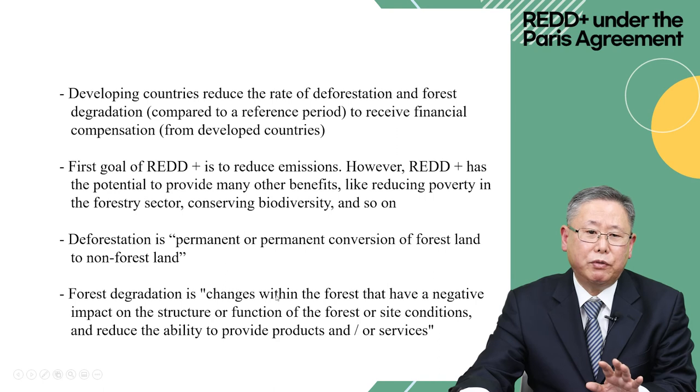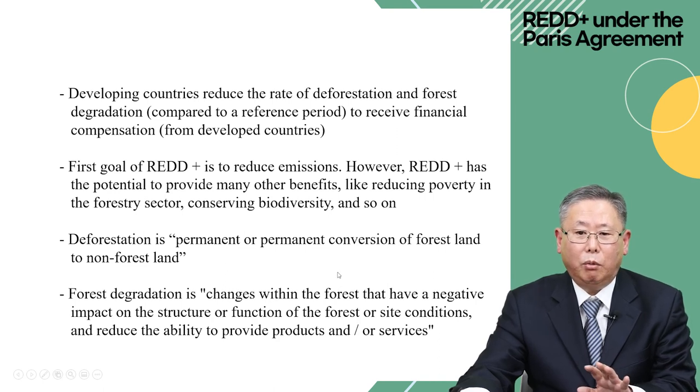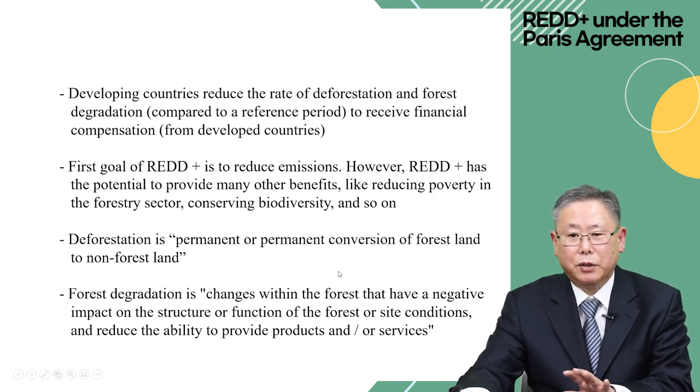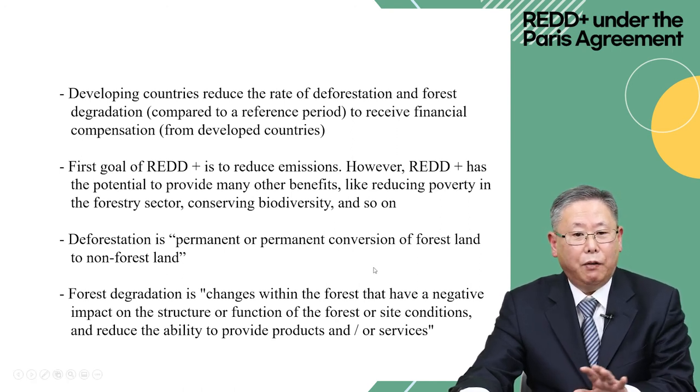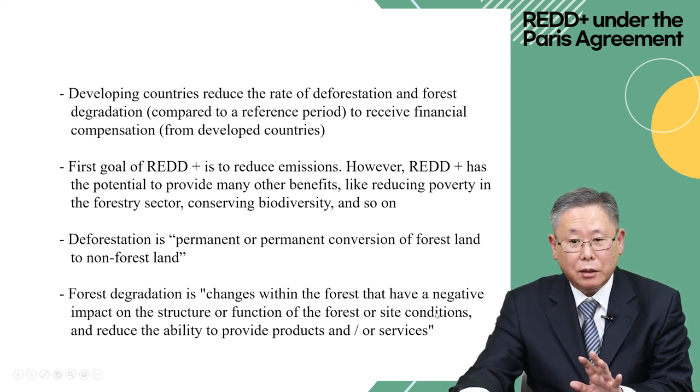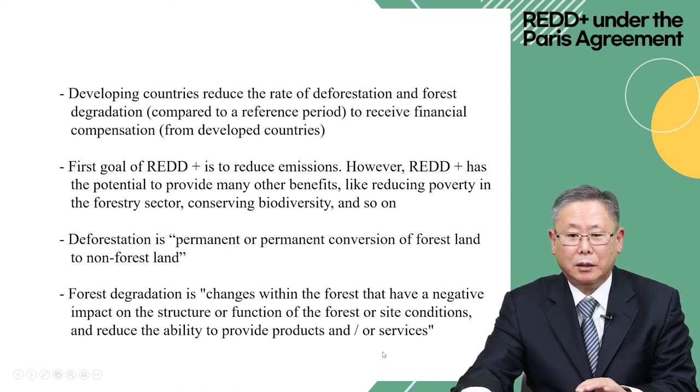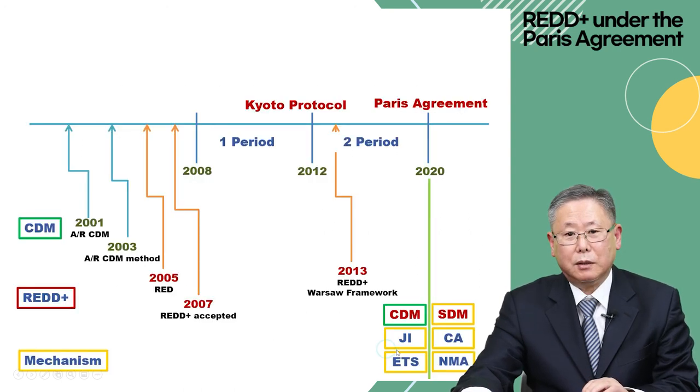Here, deforestation is the permanent conversion of forest land to non-forest land, agricultural land, and pasture land. Forest degradation is changes within the forest that have a negative impact on the structure or function of the forest or site conditions, and reduce the ability to provide products or services.